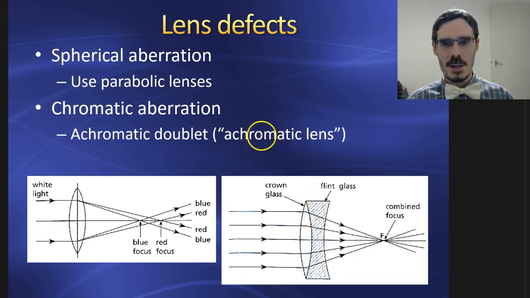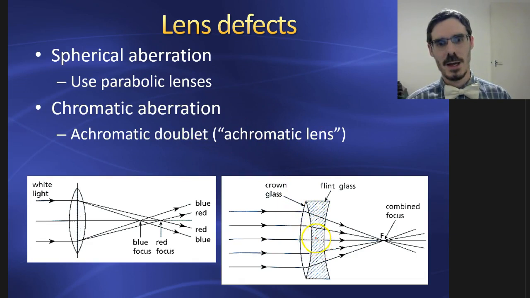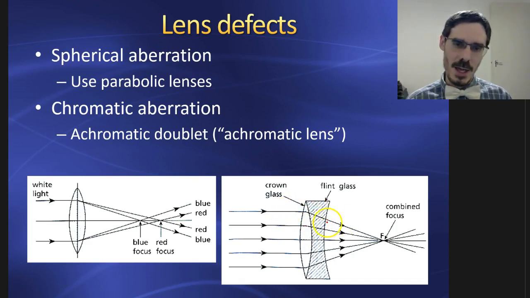What you do is you come up with an achromatic doublet or an achromatic lens. You have two different kinds of glass. One bends the light one way and the other bends the light a little bit the other way. So what ends up happening is you cancel the difference between blue and red by using the two different kinds of glass. You end up with a combined focus. It's not perfect, but it's a lot closer.